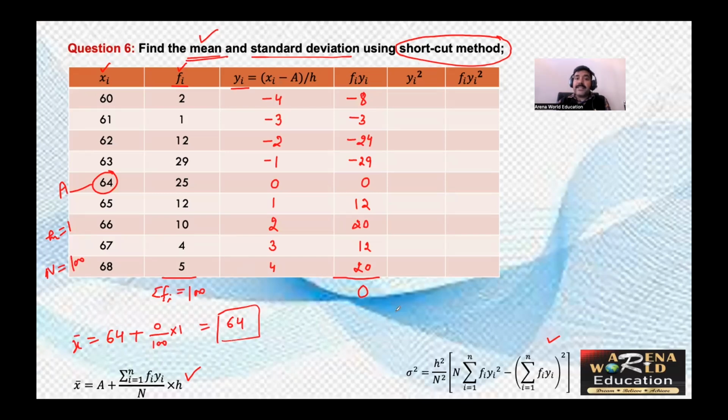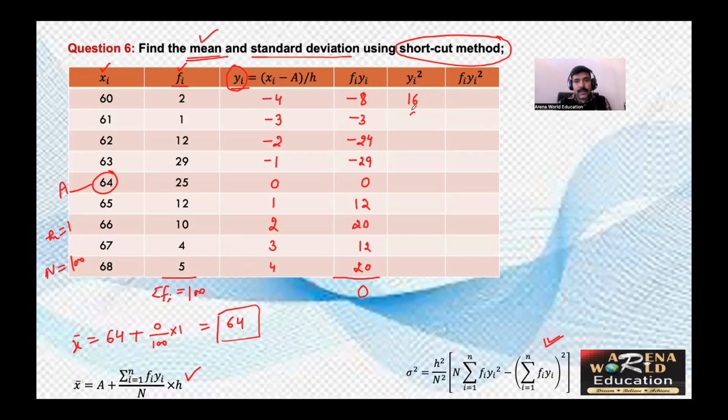Now to find the standard deviation, first of all, we will find the variance, right? This is the formula to find variance. Then we will find its square root, right? Now we have calculated till this point, and to apply this formula, we need yi square. And this is your yi. So what is yi square? Yes, minus 4 square will be plus 16.